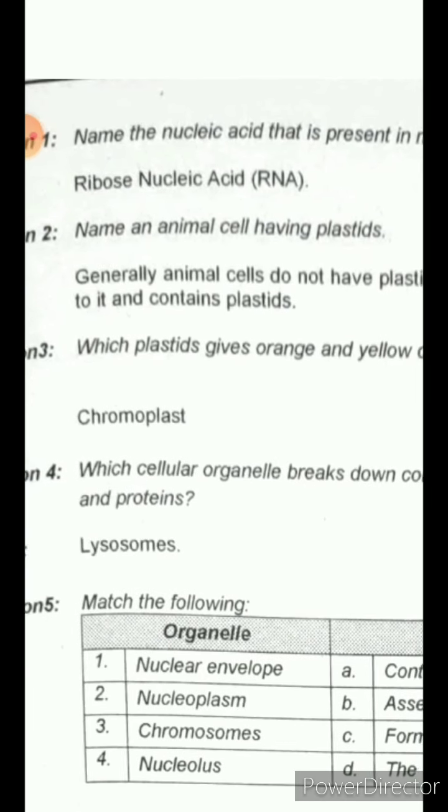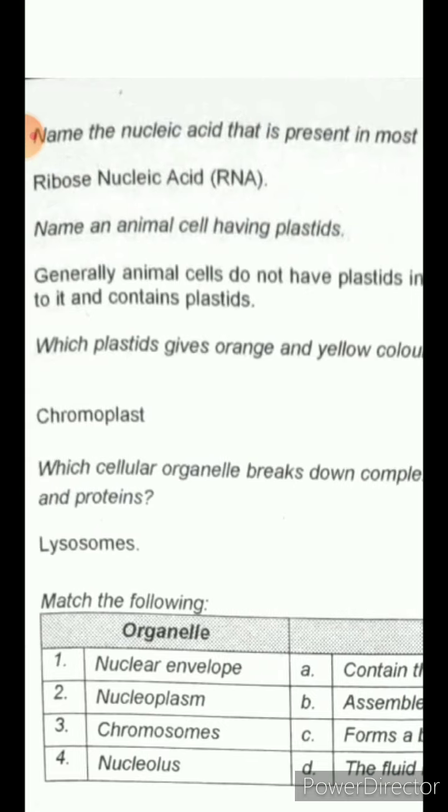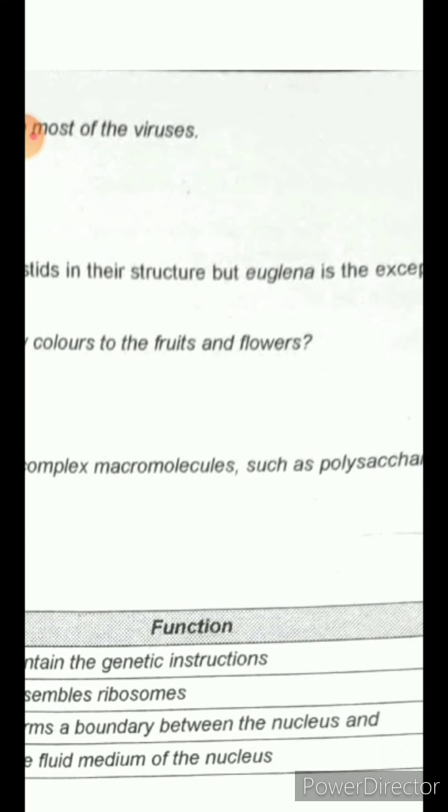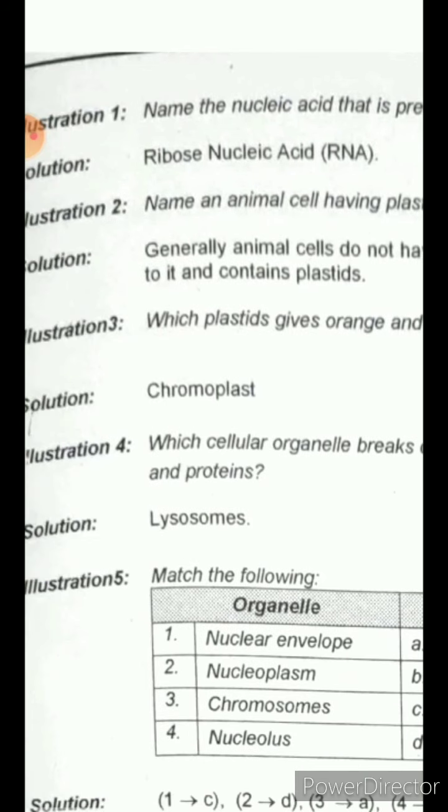Second question. Name the animal cell having plastid. Generally, animal cells do not have plastid in their structure, but Euglena is the exception to it and contains plastid.